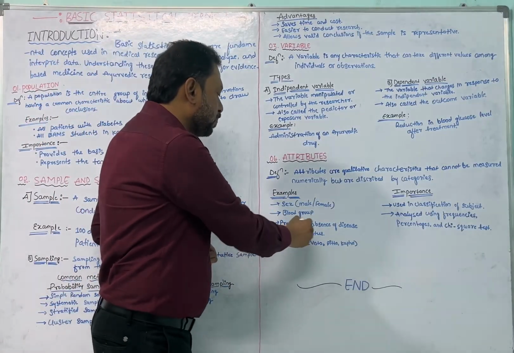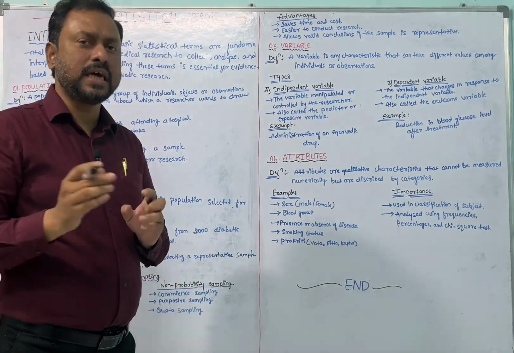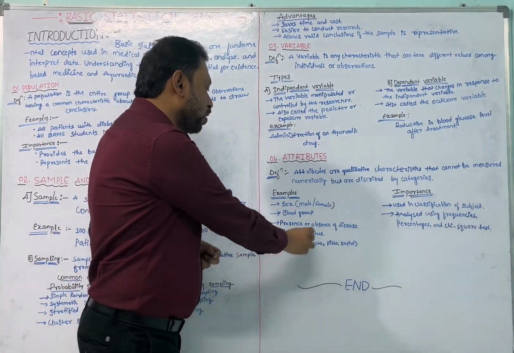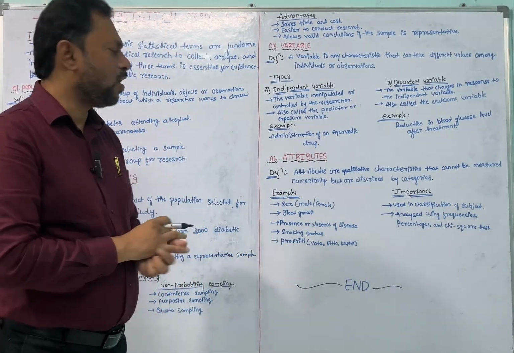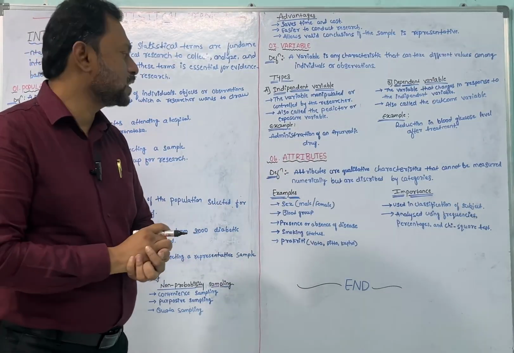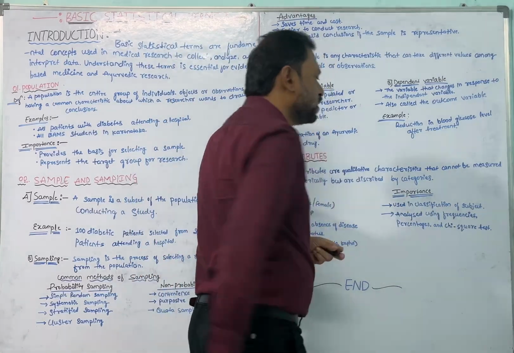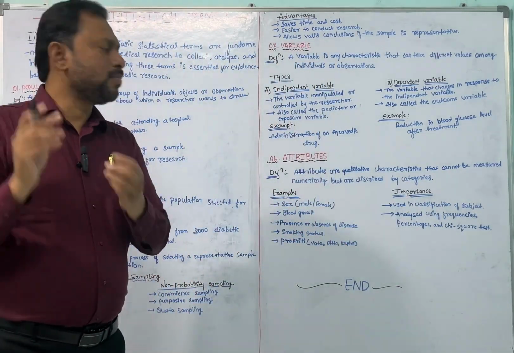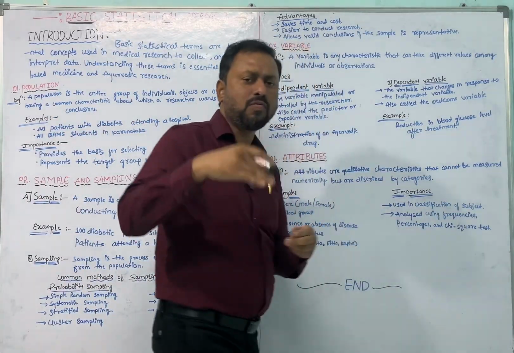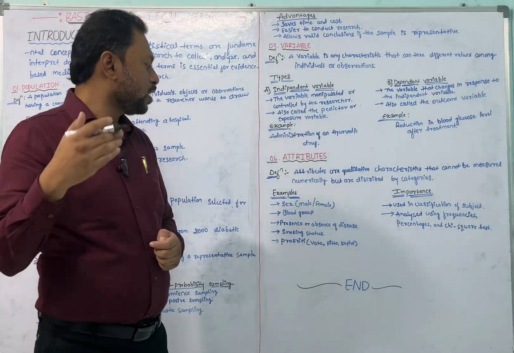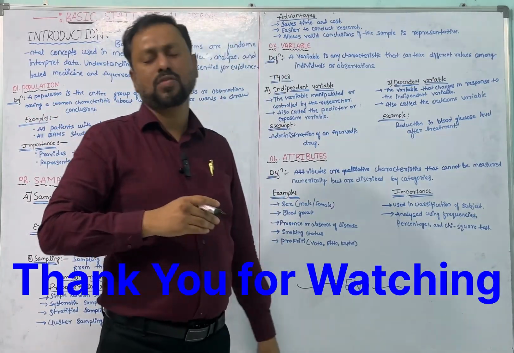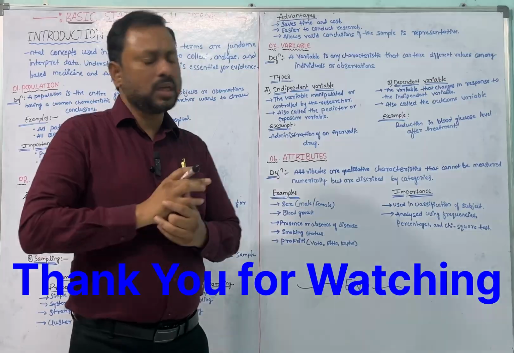The next one, the presence or absence of disease, also comes under attribute. Smoking status, non-smoking, and prakriti: vata, pitta, kapha, dvandaja, whatever you are taking, all come under attribute. The importance here is that it is used in classification of subjects. Instead of numbers, we are classifying the subjects. Next, analysis uses frequencies, how frequently these characters occur. This is helpful. Percentages and the chi-square test are also used with attributes.